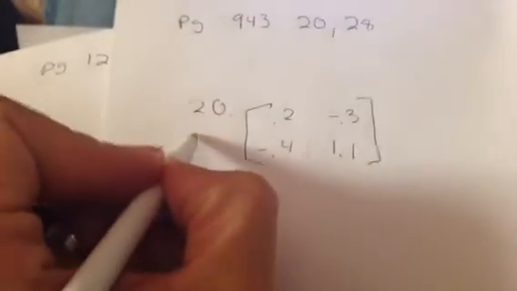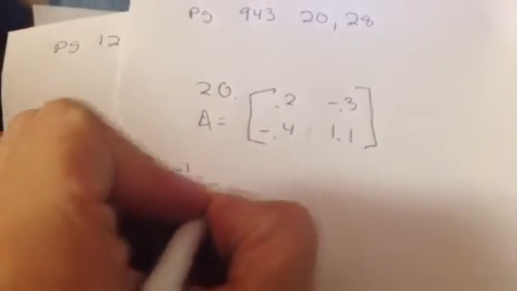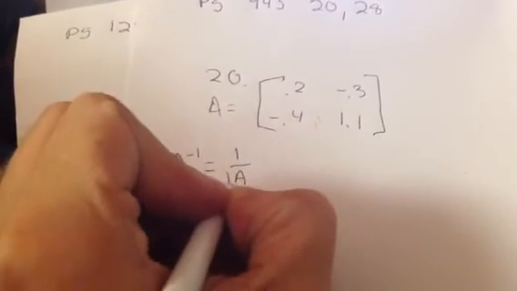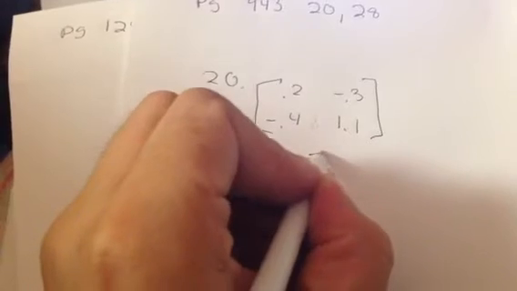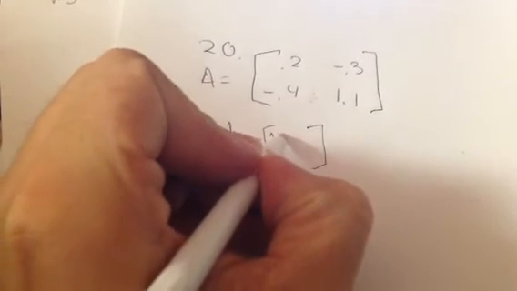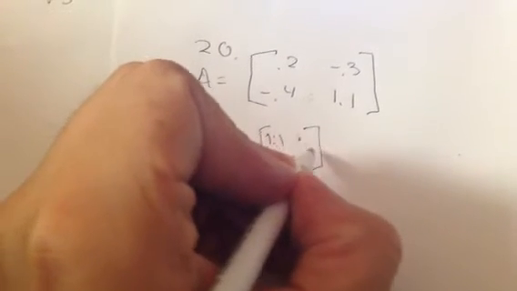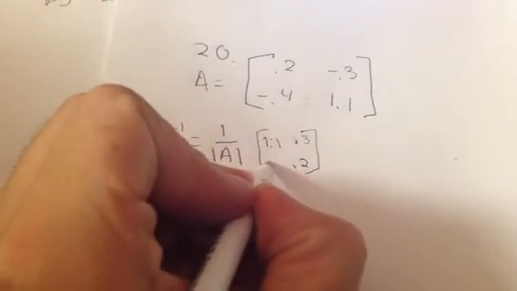So, number 20 looks like we have 0.2, negative 0.3, negative 0.4, and 1.1. Whenever we find an inverse, say we call this matrix A, the matrix A inverse will be 1 over the determinant of this matrix, and then we will switch A and D in location and change the signs of these two. So instead of negative 0.3, positive 0.3, instead of negative 0.4, 0.4.